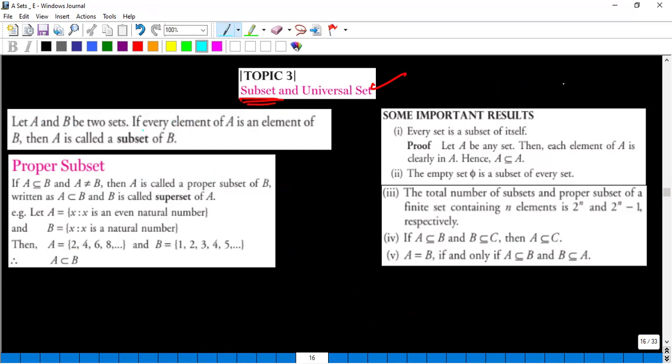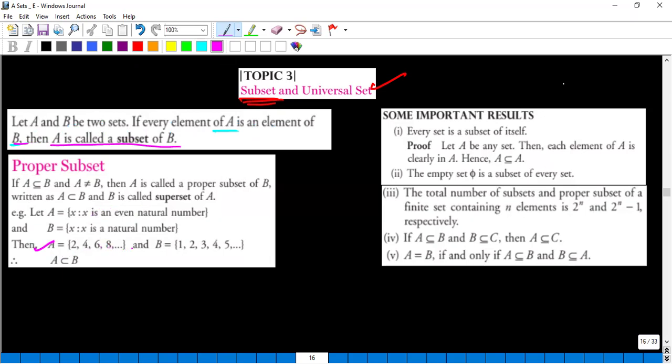Let A and B be two sets. If every element of A is an element of B, then A is called a subset of B. Observe, they have given some more examples here.